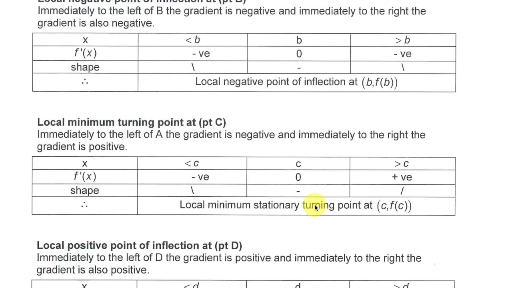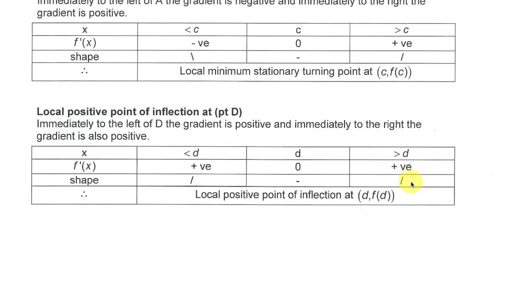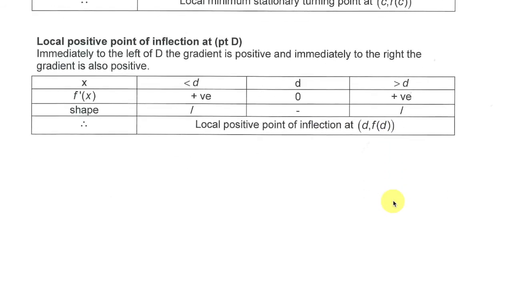At C, the pattern was down, flat, up. That told us that we had a minimum turning point. And at D, the pattern was up, flat, up. Therefore, a positive point of inflection. These here are known as sign diagrams, and we can use those to help us determine the type and also location of the stationary turning points in any function.